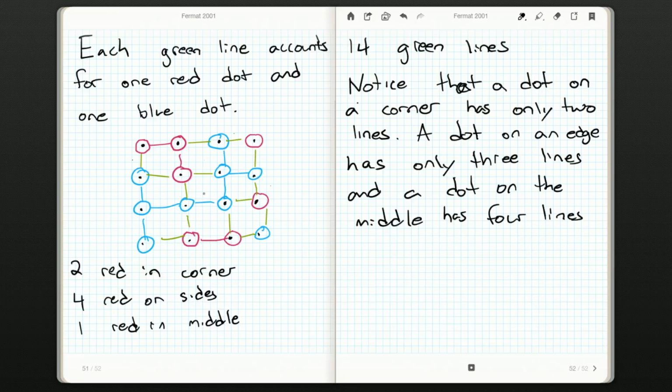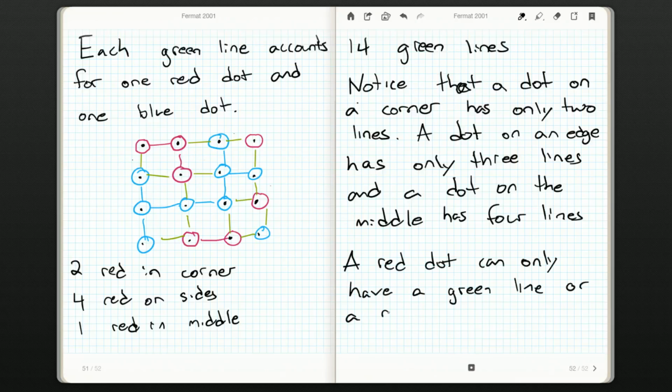so I'm told that now a red dot can only have a green line, or a red line. Okay.